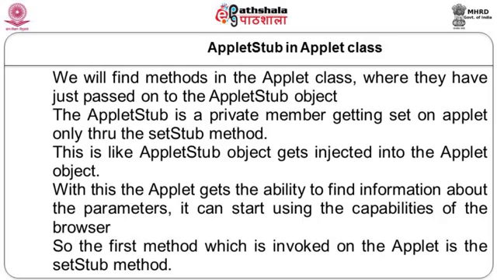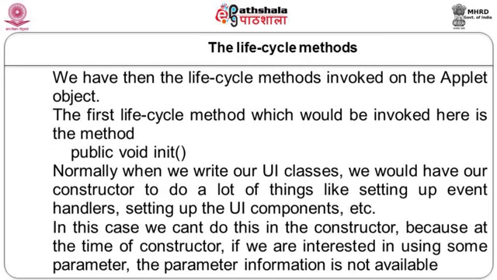So with this, the applet gets the ability to find information about the parameters. It can start using the capabilities of the browser and interact with the browser. The first method which is invoked on an applet is the setStub method. And after this method, we have the lifecycle methods getting invoked on the applet object. The first lifecycle method invoked here is the method called init.